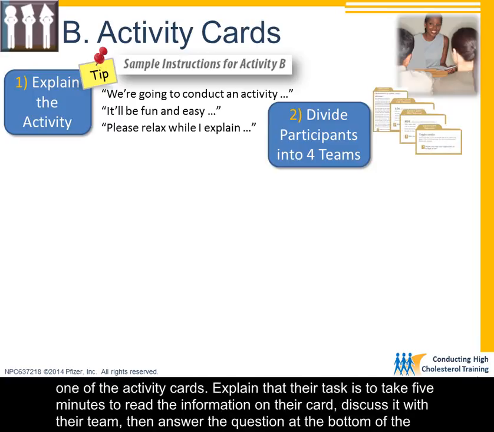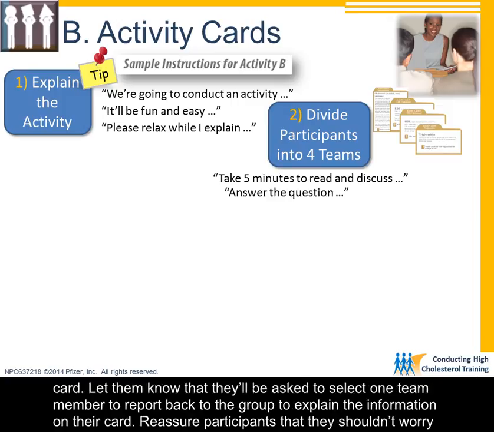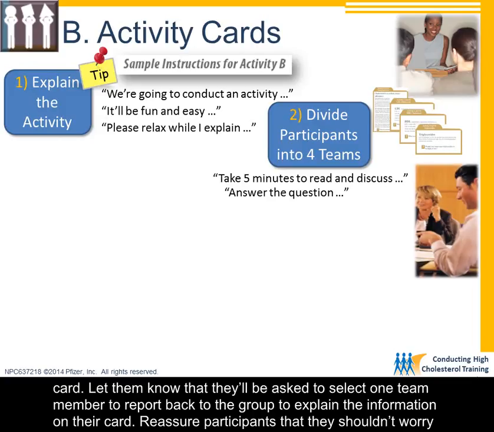cards. Explain that their task is to take 5 minutes to read the information on their card, discuss it with their team, then answer the question at the bottom of the card. Let them know that they'll be asked to select one team member to report back to the group to explain the information on their card.